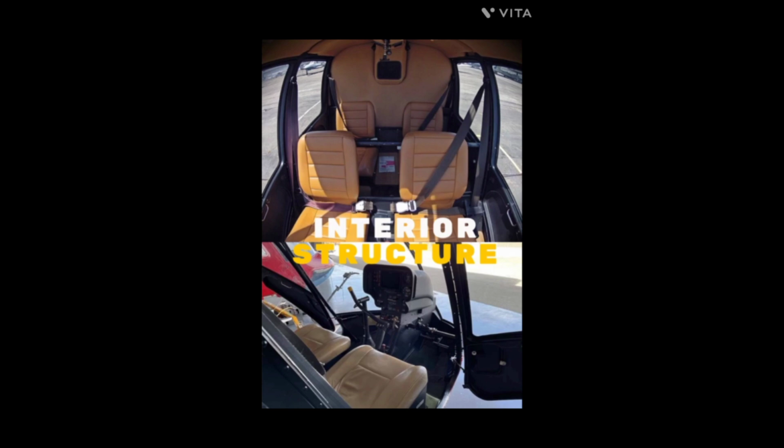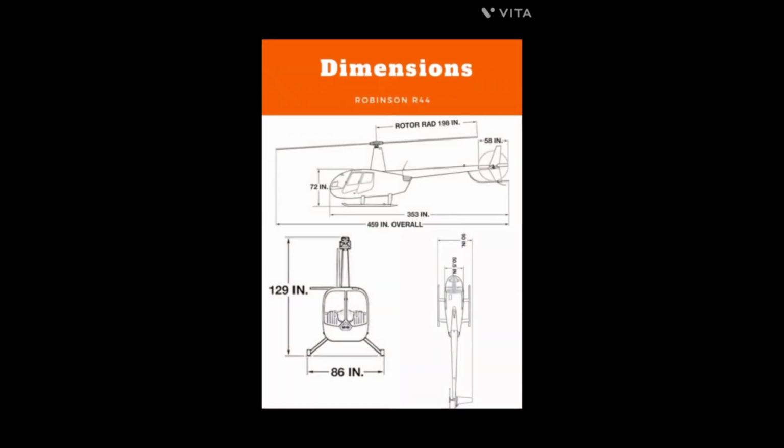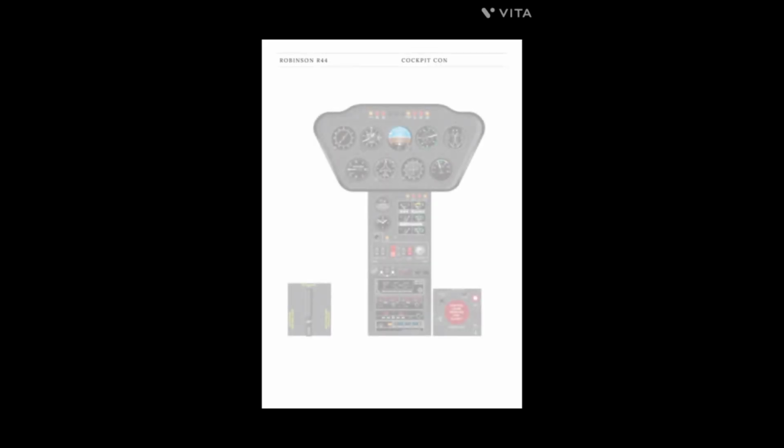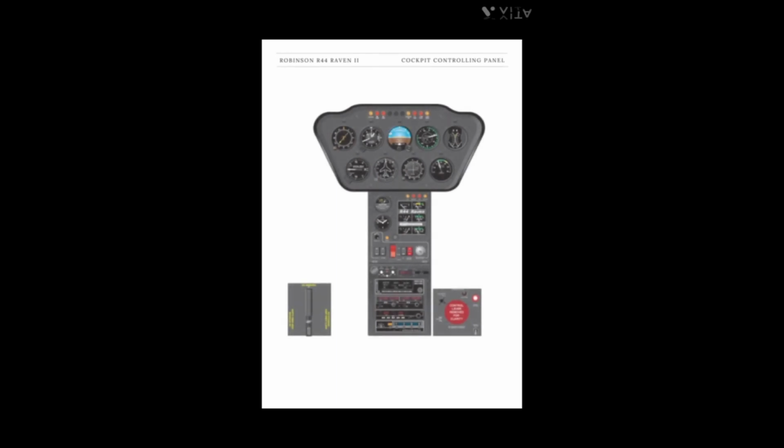In the second picture, we can see the cockpit area. These are the technical specifications. It shows the general characteristics and the performance level of the helicopter. These are the dimensions of the helicopter from different angles, which show the front and top view. And this is the cockpit controlling panel of the Robinson R44 Raven 2, and we can see all the components.